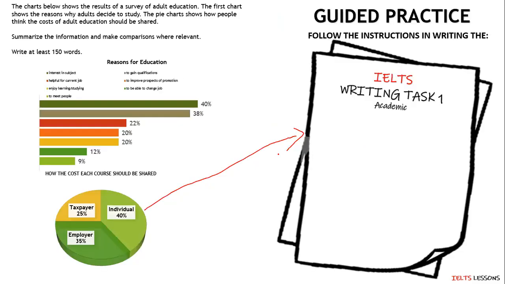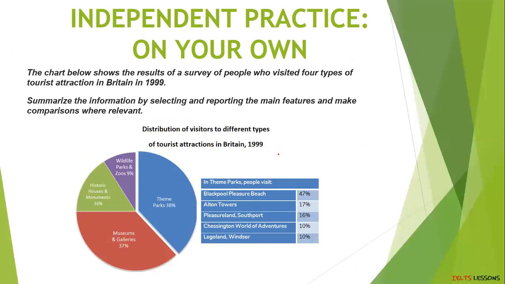Please do the second body paragraph as your task. So you have 2 homework to do. First is to write the first body paragraph, and the second body paragraph of today's activity, and this one. This is a combination of pie charts and a table.